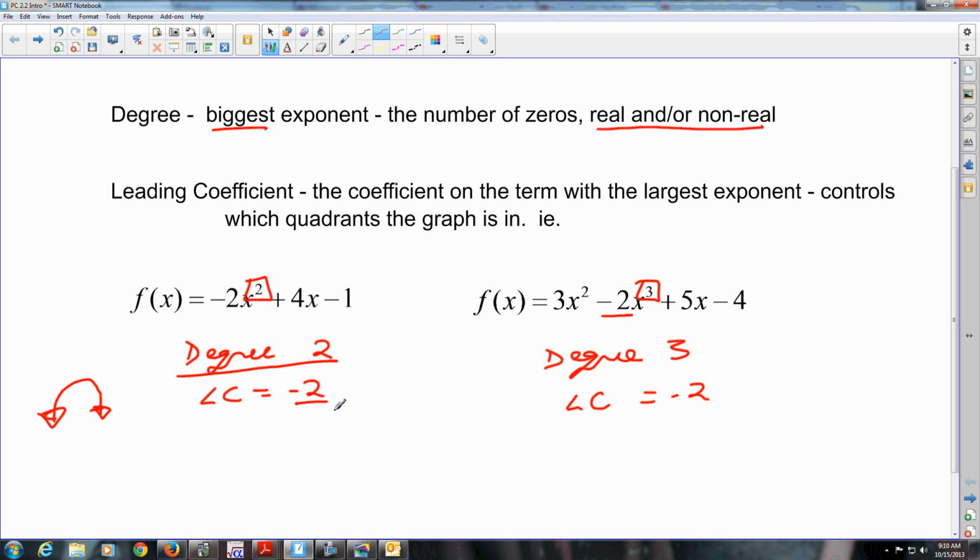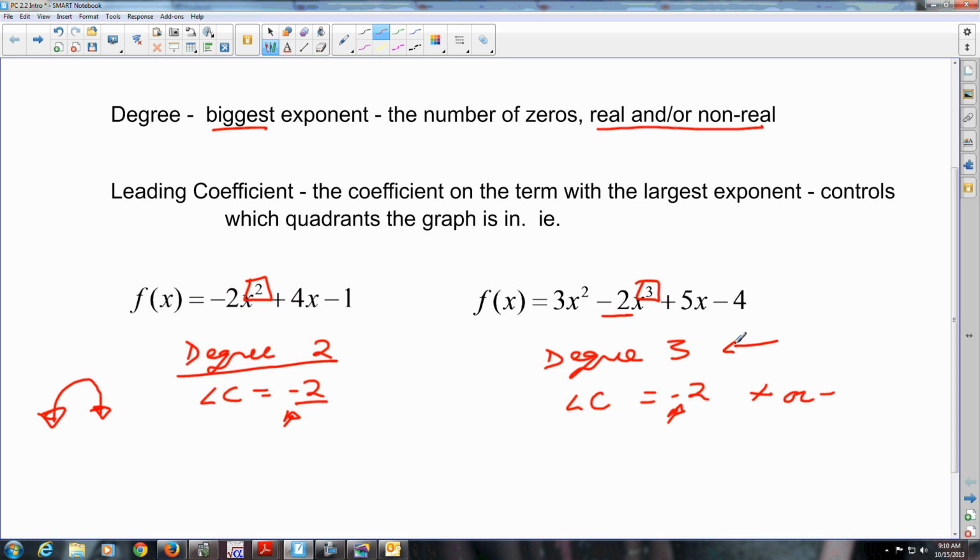Do we care that it's a -2? No, we just care that it's negative. That's all that's important. The size right now isn't really important. Yes, the size does change the shape of it, but you're really just looking for whether it's positive or negative. In other words, is it opening up or opening down?